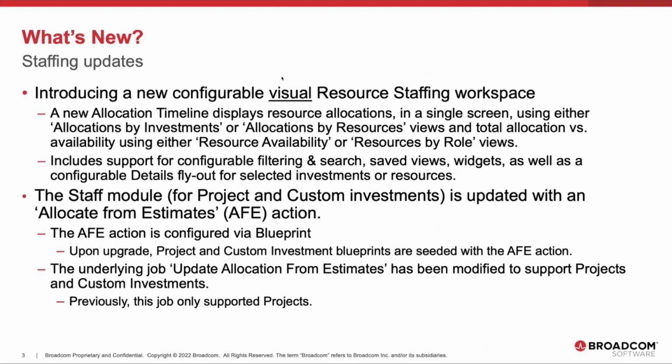The second piece is the staff module for both project and custom investments has been updated with an allocate from estimate action. I might accidentally say AFE, so that means allocate from estimates. And that is configured via blueprint. Upon upgrade, both project and custom investment blueprints are seeded with that AFE action. That underlying job for update allocation from estimates has been modified to support projects and custom investments. Previously, this job only supported projects.